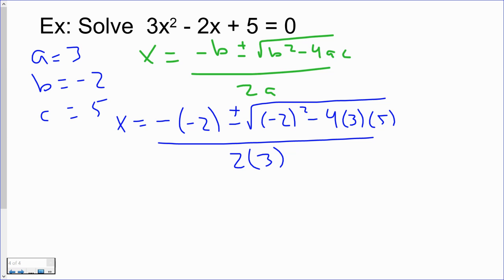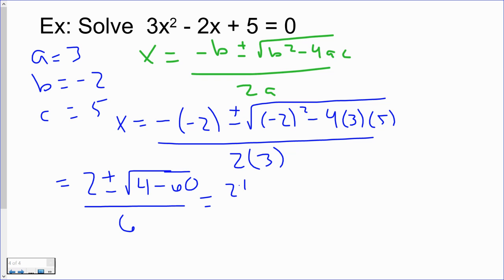So then I simplify this. So minus a negative 2, that's a positive 2, plus and minus, then the square root. You can type this exactly as you see it underneath the square root. That's fine. Or you can square that. So negative 2 squared is just a positive 4. And then minus, so I've got 4 times 3 is 12. 12 times 5 gives you 60, excuse me. So I get 60. And on the bottom, I get 6. And when I simplify this, I get 2 plus and minus the square root of negative 56 over 6.